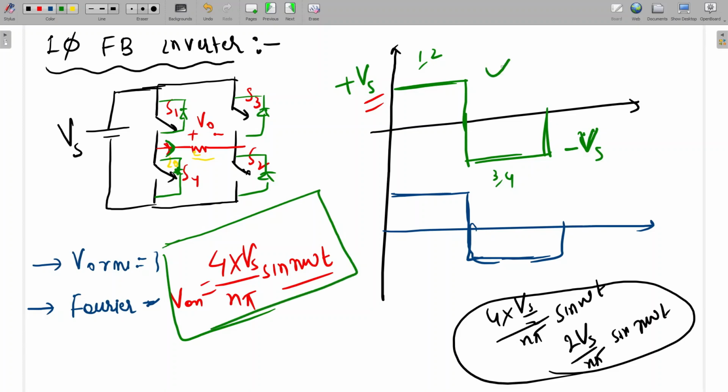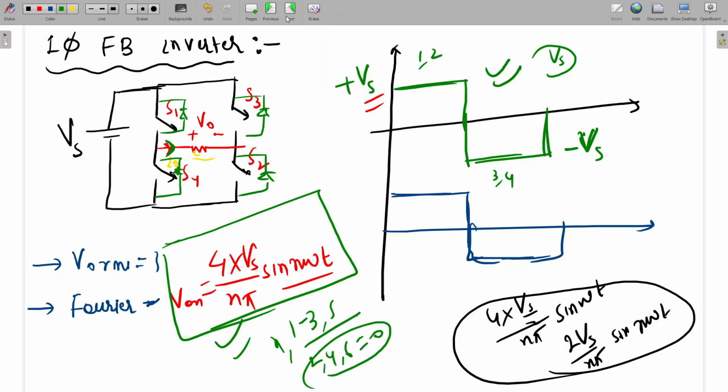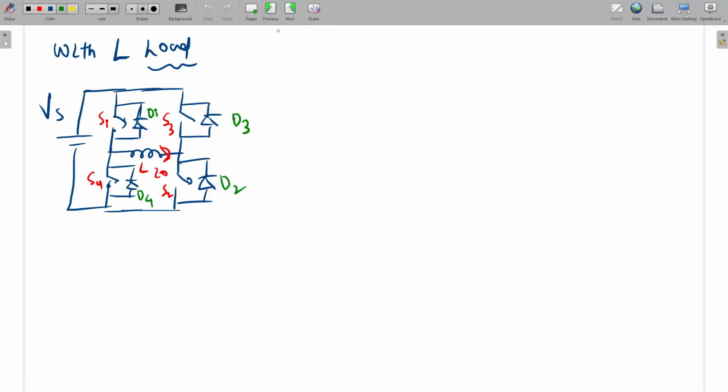What will be the RMS value of this waveform? Can anyone tell? It will be Vs only, since it is appearing for the whole duration. And this is the Fourier analysis: for n equal to 1, 3, 5 it will give output voltage, and for 2, 4, 6 it will be 0. Quickly I'm moving to the inductor current path.